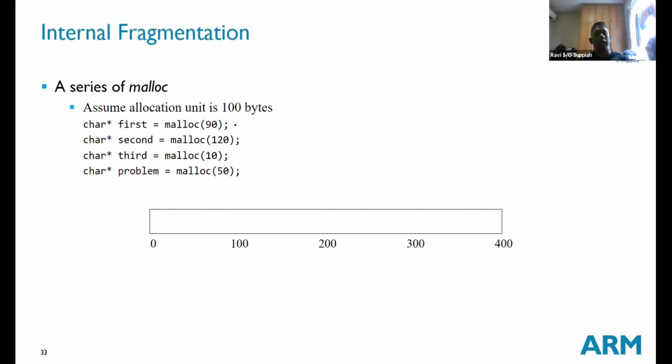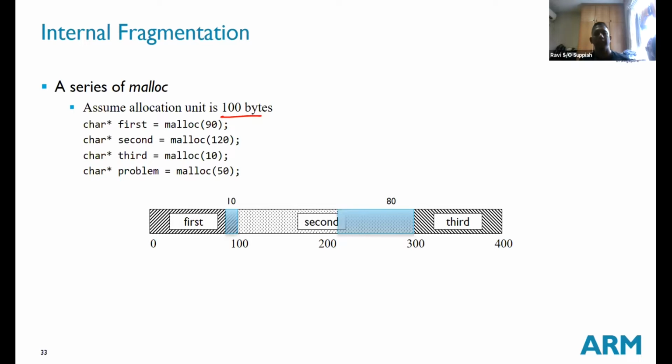Okay, so if I assume that this allocation unit is 100 bytes, now every time it will be in blocks of 100 bytes. When I request for 90, I will give you 100, but I use 90 and free 10. When I request for 120, I'll give you 200 and then 80 is free. And when I request for 10, I will give you 100, but only 10 is used, 90 is free. So you can see that.